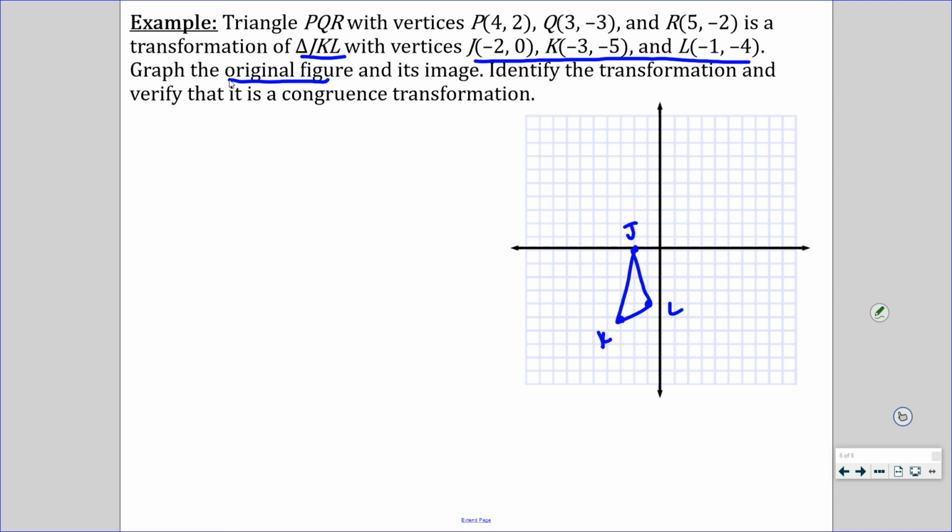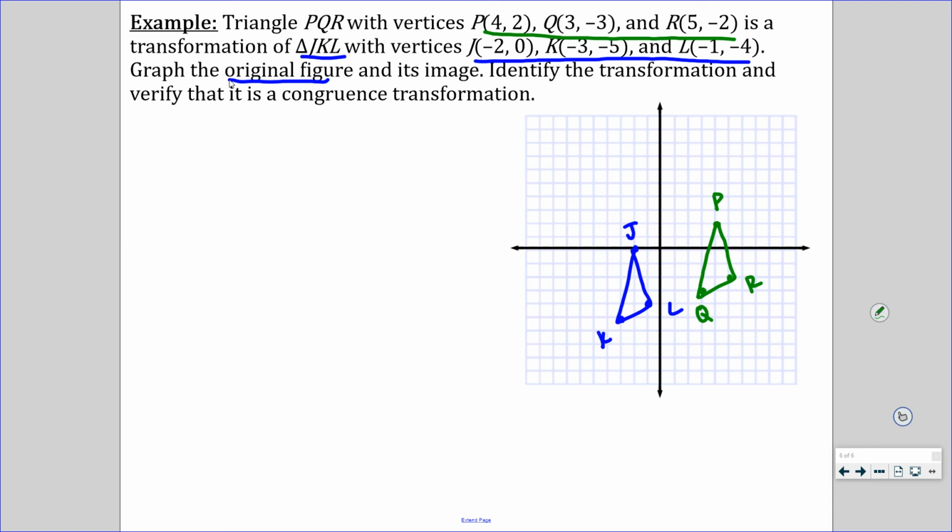And then it says triangle PQR is a transformation of that triangle. So let's go ahead and graph PQR. I'm going to do that one in green. P is (4, 2), Q is (3, -3), R is (?, -2). P, Q, R. Okay.